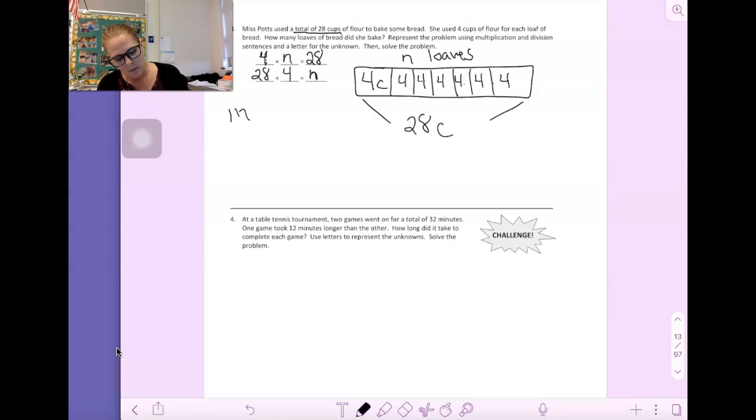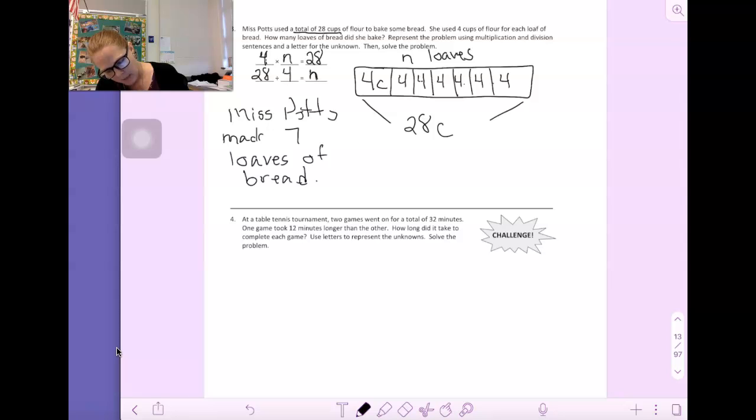So Miss Potts, my pen is not writing properly. Miss Potts made 7 loaves of bread. Sorry, my pen is not writing properly. I'm not sure what's going on.